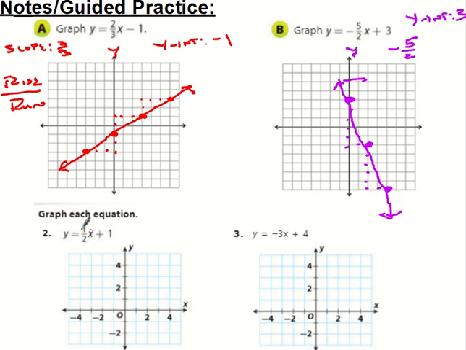I want you guys to try number 2. Try this one on your own and see how you do. So try this one. See how it goes. So pause the video. Try it. And then just see what happens.